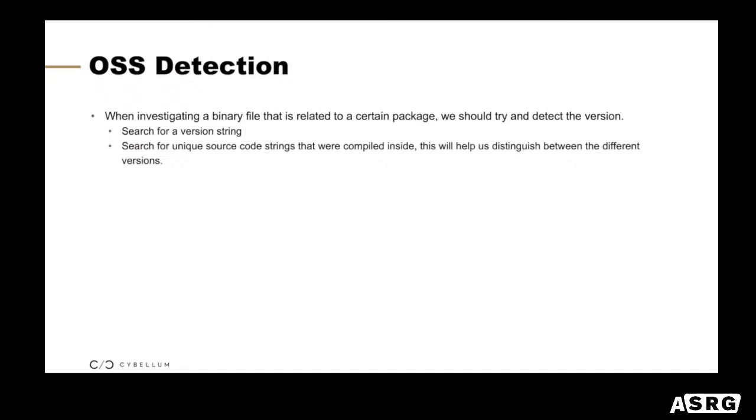Obviously, it is not enough to detect the software component itself. We should also detect the version. This can be performed by searching for version strings, which in many cases are inside the executable, or some unique source code strings that are compiled inside and are different between versions. This may lead to identification of specific versions. Sometimes it is in the file name. There can be many hints to that.